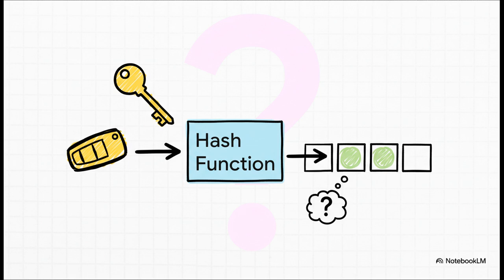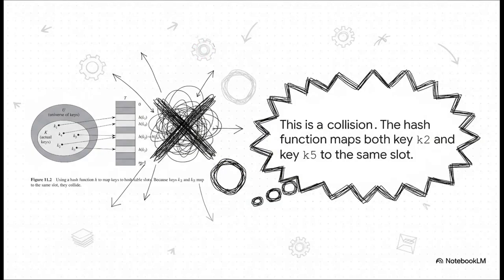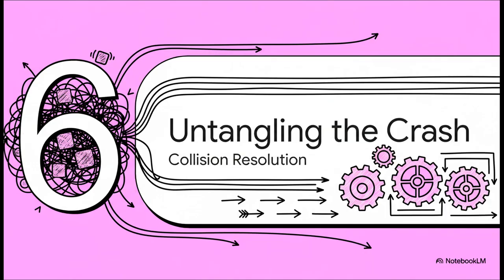slot number. And this diagram shows it perfectly. Our hash function pointed both key K2 and key K5 to the very same slot in our table. That right there is a collision. We can't just overwrite the data that's already there, so now we have a kind of data traffic jam. So, how do we untangle this inevitable crash? Well, it turns out the solution is surprisingly simple, and it's really quite elegant.